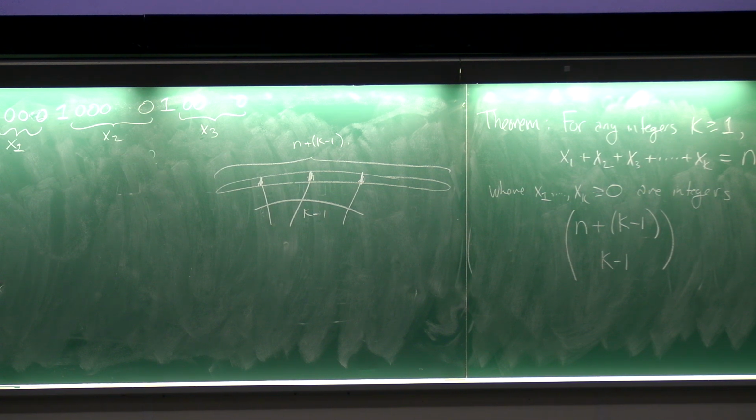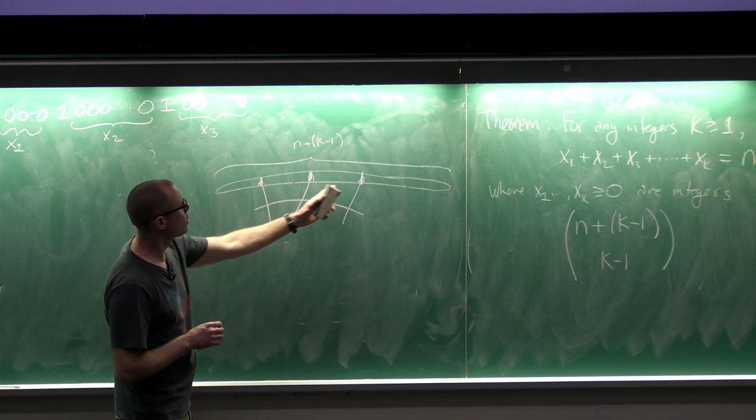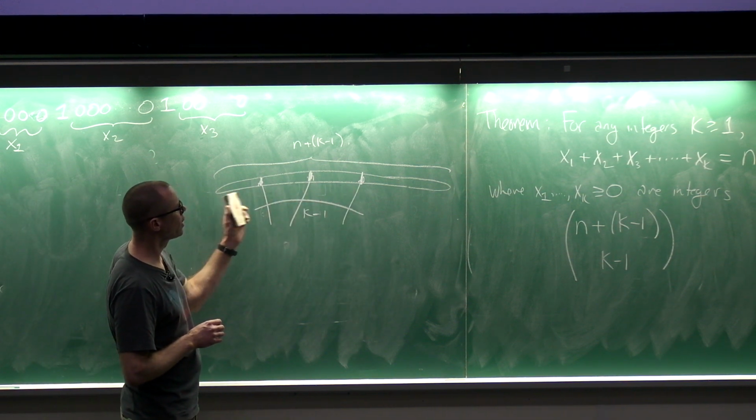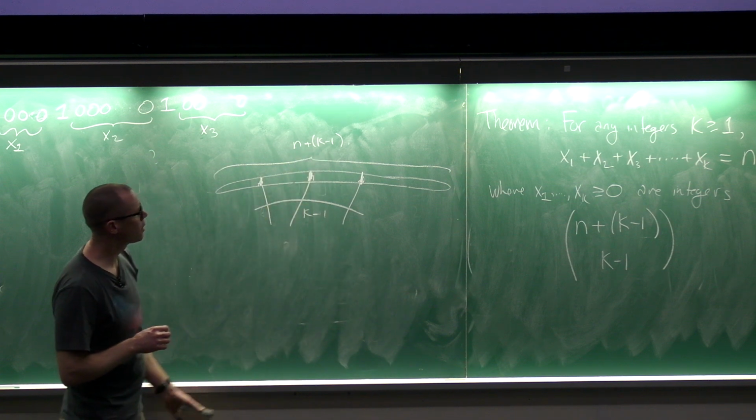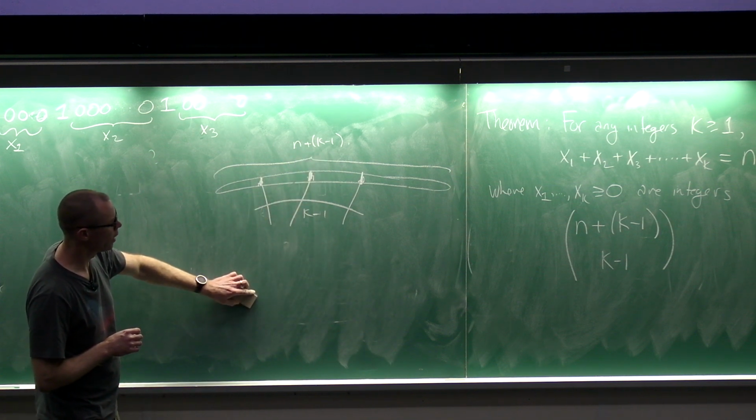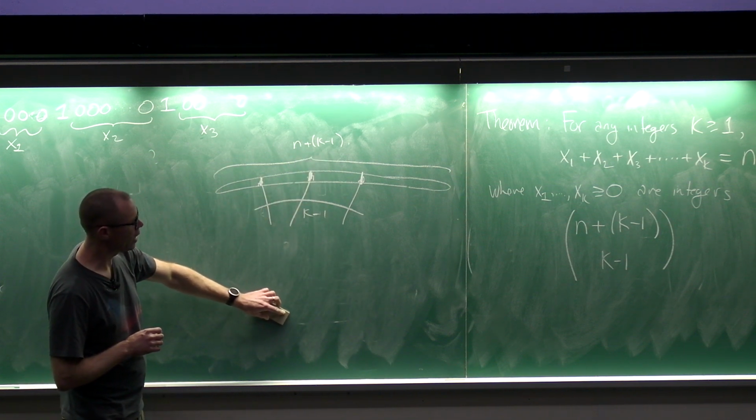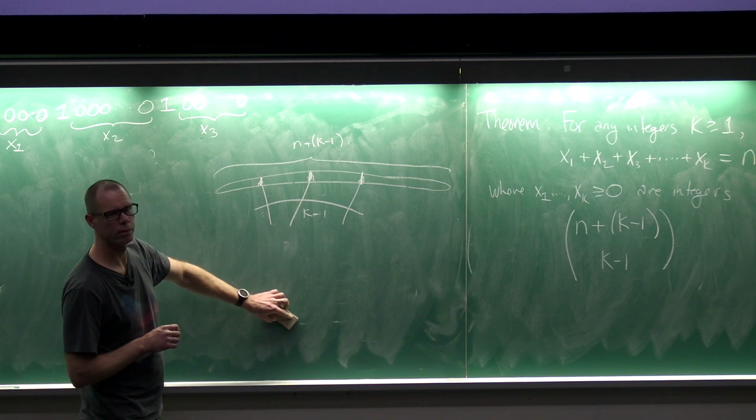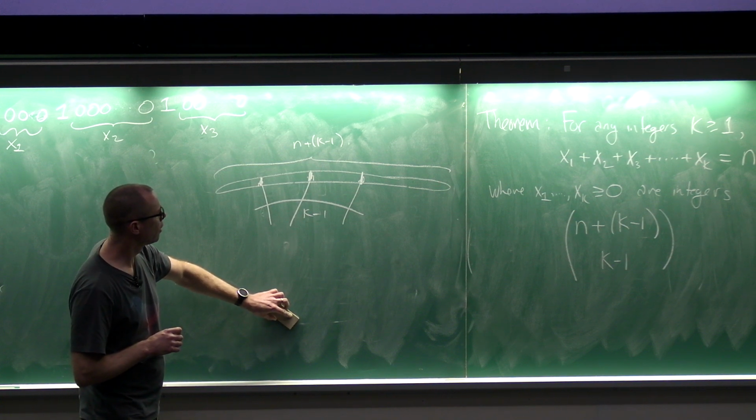So k minus 1 is for everything, n minus k plus 1? K minus 1 is just the number of locations that you choose for the ones in this bit string of length n plus k minus 1. Okay. We had n equals 11, k equals 3 was our example. Okay, so number of spots.